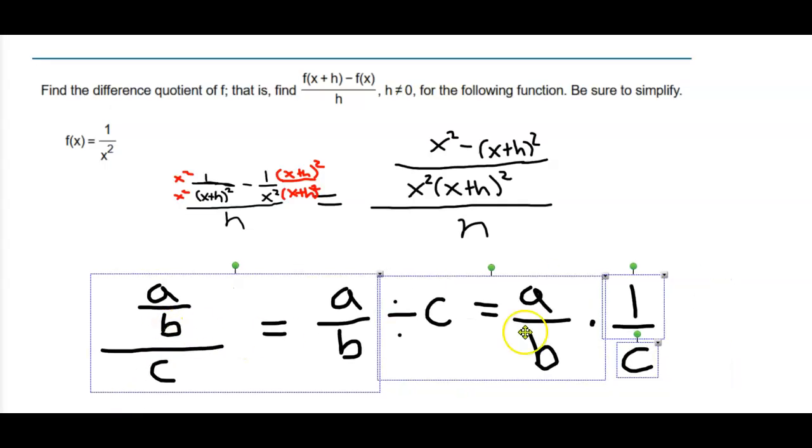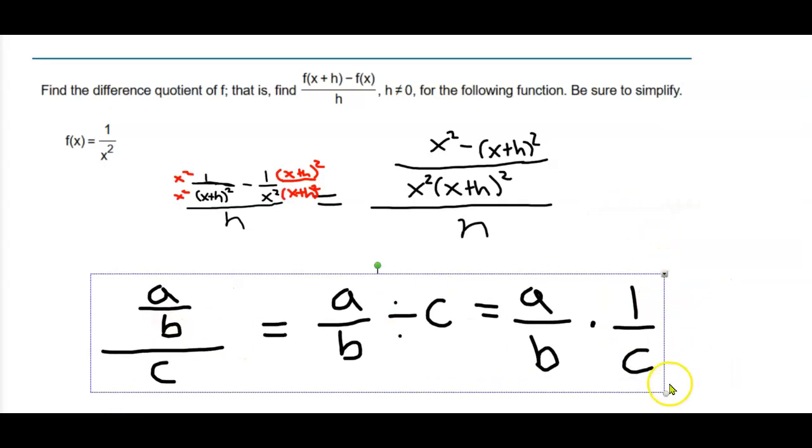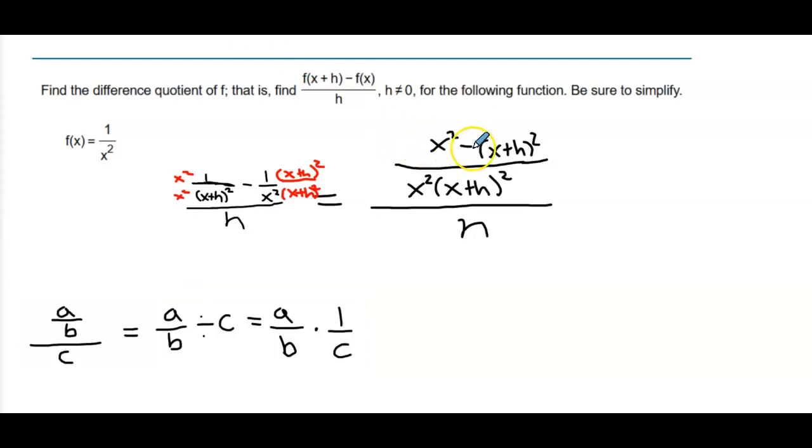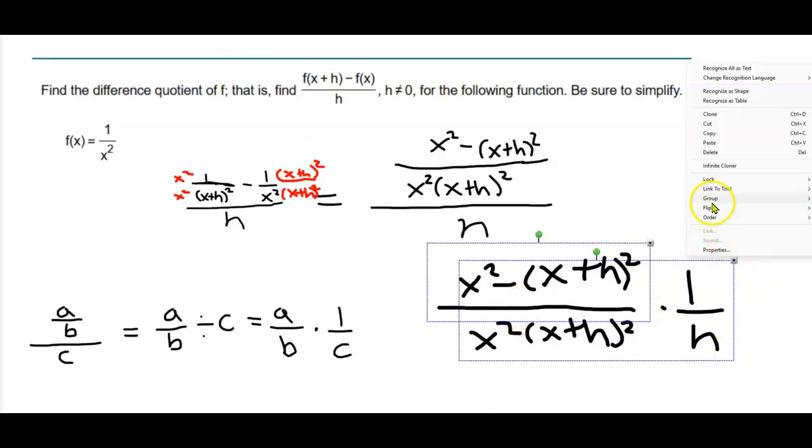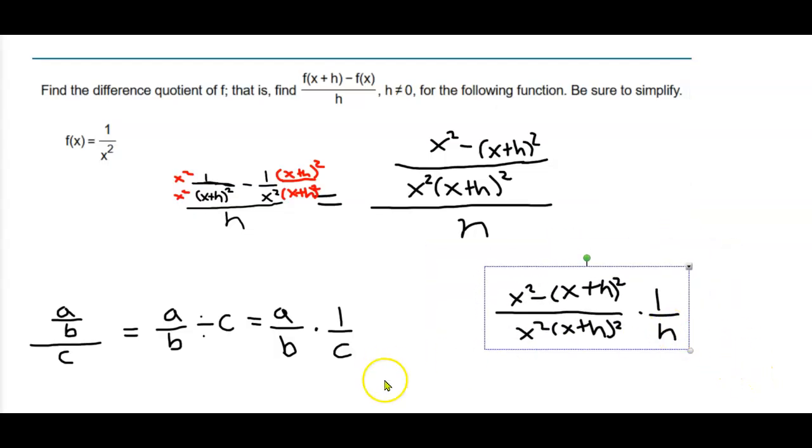And the reason why that's helpful is because in the case of our expression up here, this is our a over b. We've got this fraction in the numerator's place. This is being divided by h. So instead of dividing it by h, I can just multiply it by 1 over h. And that just makes it a little easier to visualize what we're doing here. If I divide this by h, I can multiply it by 1 over h, which really just means I want to have an additional factor of h down below. Right, so here's our difference quotient.